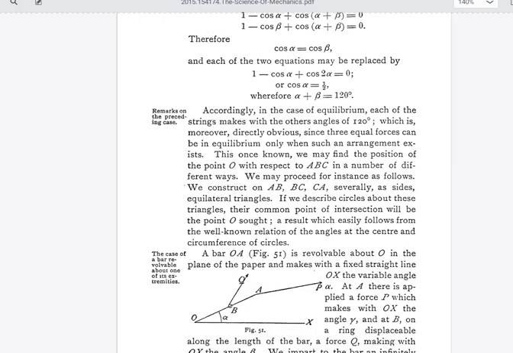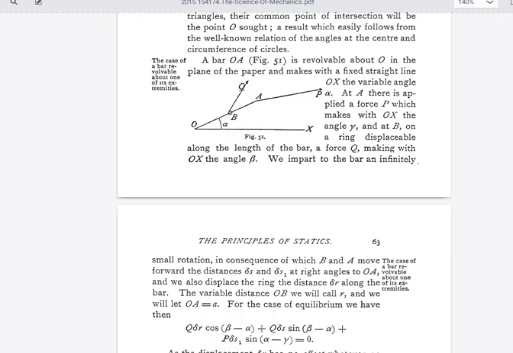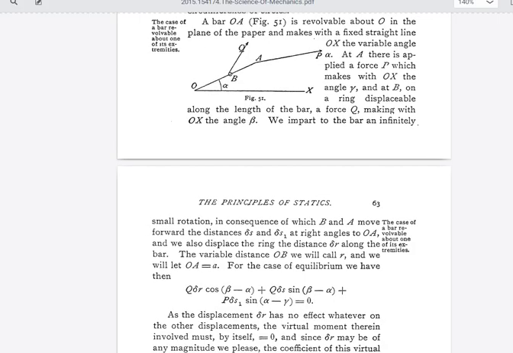A bar OA, figure 51, is revolvable about O in the plane of the paper and makes with a fixed straight line, OX, the variable angle α. At A, there is applied a force P, which makes with OX the angle γ, and at B, on a ring displaceable along the length of the bar, a force Q, making with OX the angle β. We impart to the bar an infinitely small rotation, in consequence of which B and A move forward the distances δS and δS1 at right angles to OA, and we also displace the ring the distance δR along the bar. The variable distance OB we will call R, and we will let OA equal a.